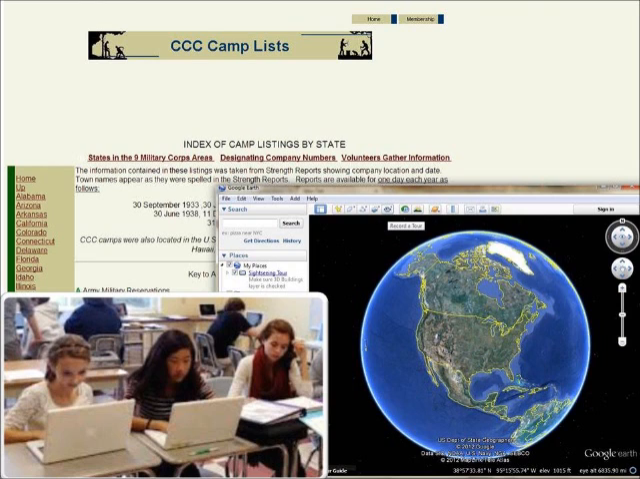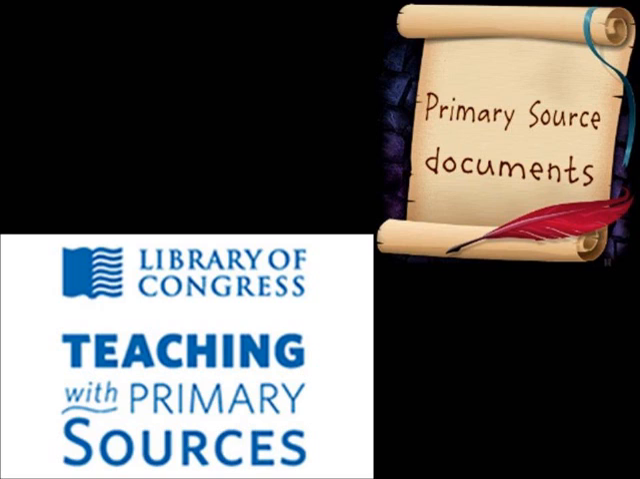The fourth group is going to create a Google Map trip of CCC projects, so they can see where in the country they were affected and how many people were involved in these, and start them thinking about government aid, because that's going to be the next lesson following this unit.